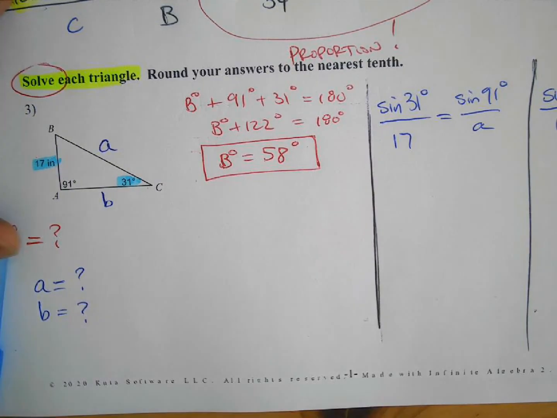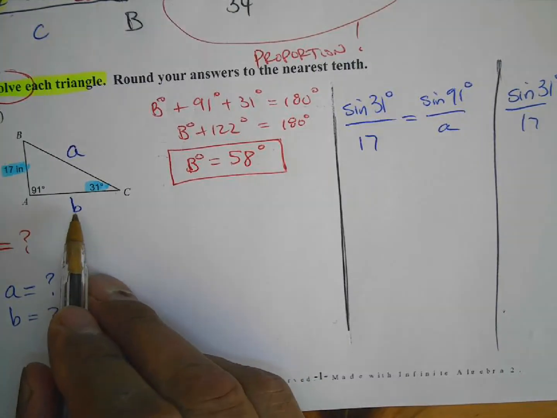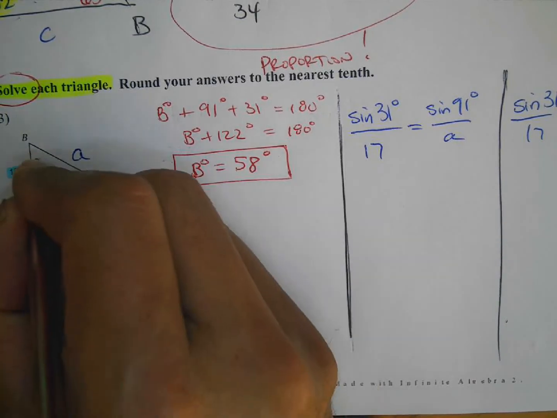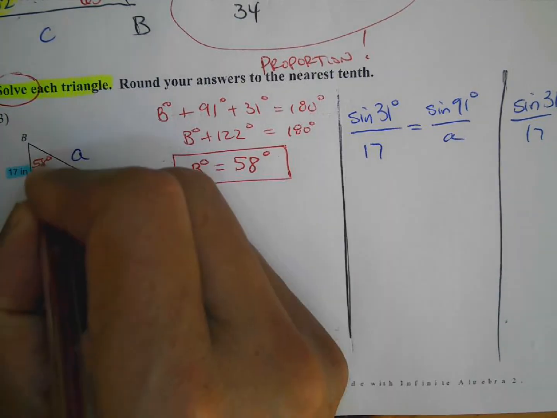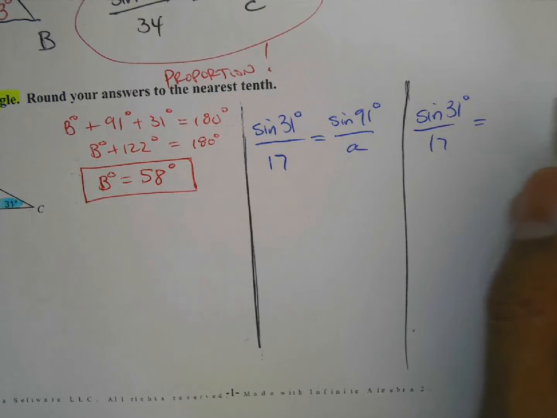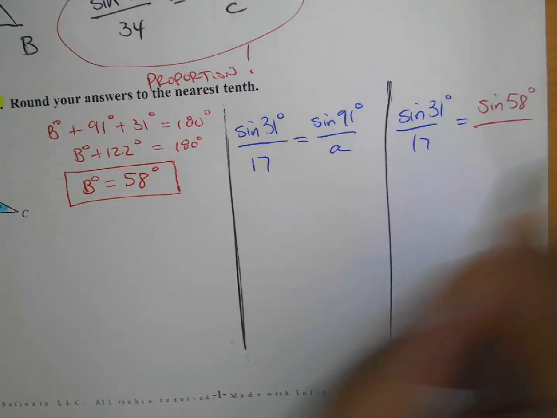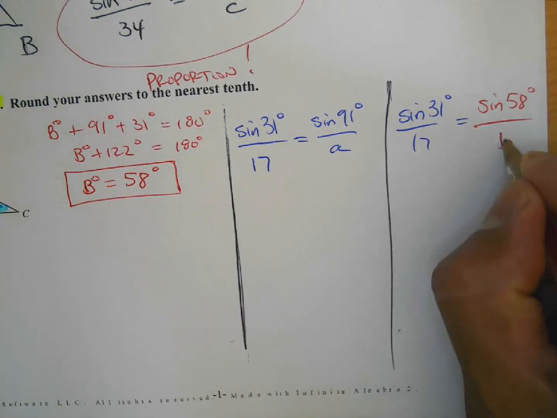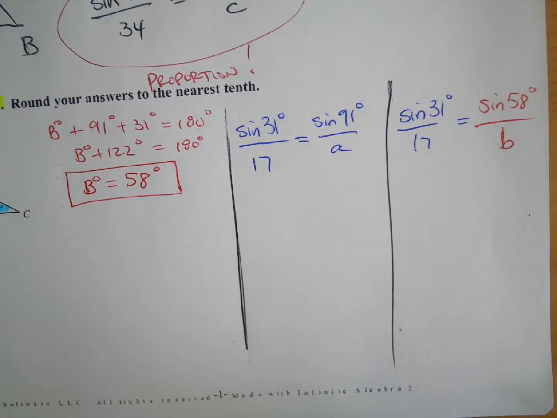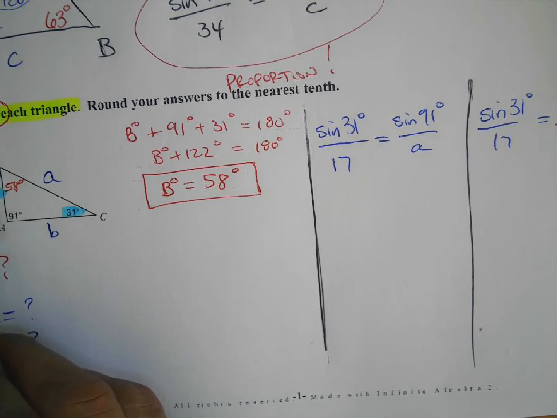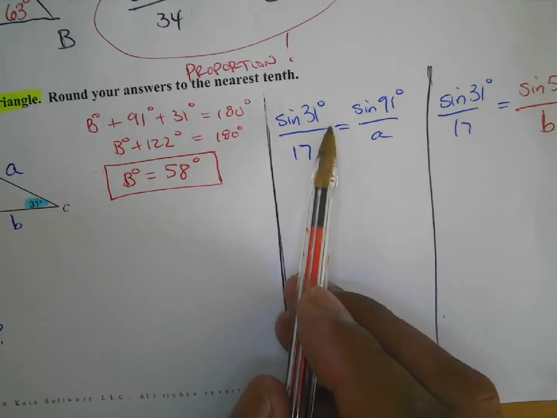And for B, you're going to use what? Oh, see, we need this angle measure. I need to know the angle. We just figured out it was 58. You're going to use sine of 58 over B. Right, so you're going to solve one at a time. But what's true is for both of those, you're going to use the same. You're going to use the one that we know for the given angle with the given side.